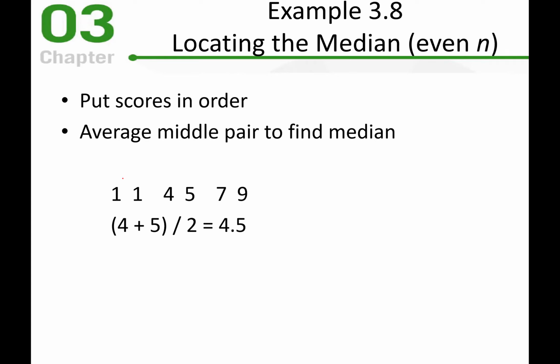So in this one, we're crossing out the lowest score, crossing out the highest score. Then we're crossing out the next lowest score, then the next highest score. And so right now, we're left with 2 scores that represent the middle. So we're going to average those out. 4 plus 5 divided by 2 gives us 4.5. All right, so that's going to be our median for this particular data set.